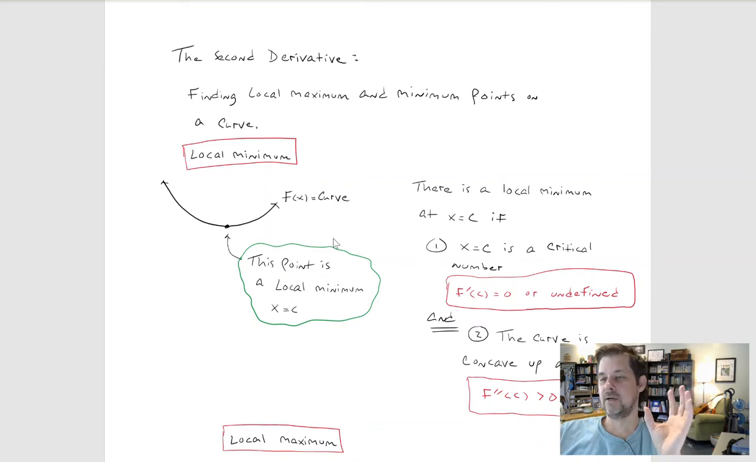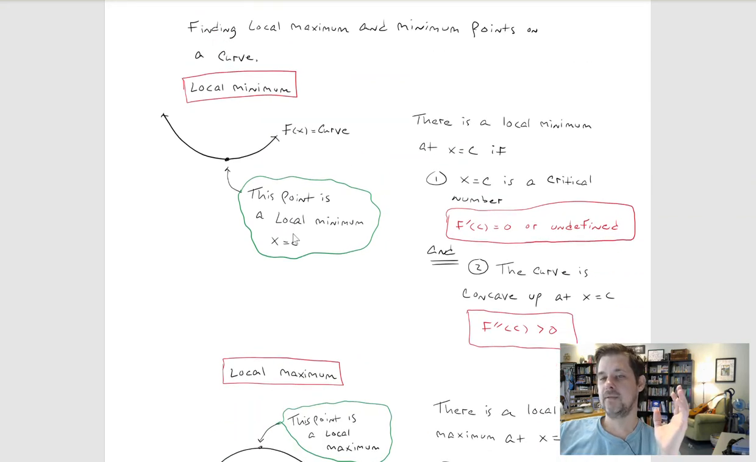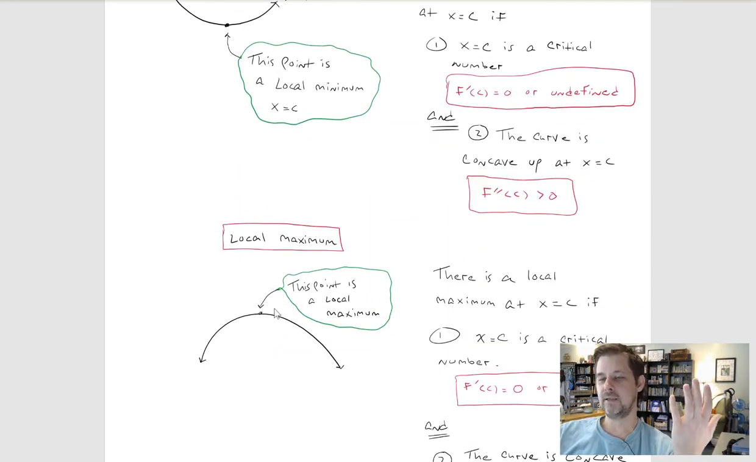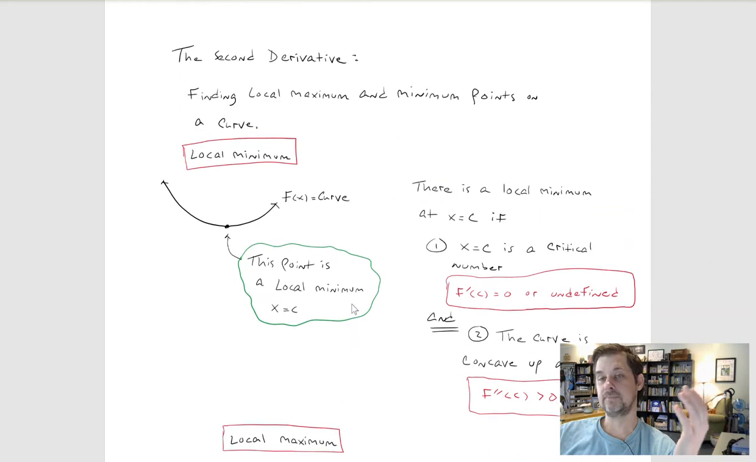For now, I'm not going to bring any applications into it and just talk about how we'll apply the math. So suppose that we have a curve and we want to find either the local maximum or local minimum point, okay? Something like this. This point at the bottom is a local minimum. This point at the top is called a local maximum, all right? Here's how we can do it.